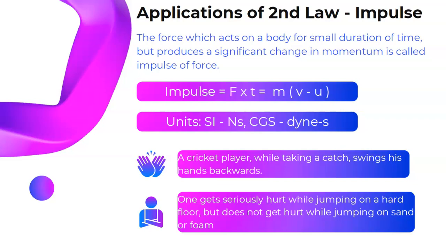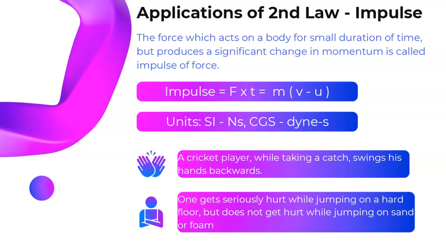So again, impulse is given by the equation impulse is equal to F into t, force into time, which is also equal to m into change in velocity. The SI unit of impulse is Newton second. The CGS unit is dyne second, which are very similar to the units of linear momentum. We have one more example to explain the application of the second law, that is impulse.